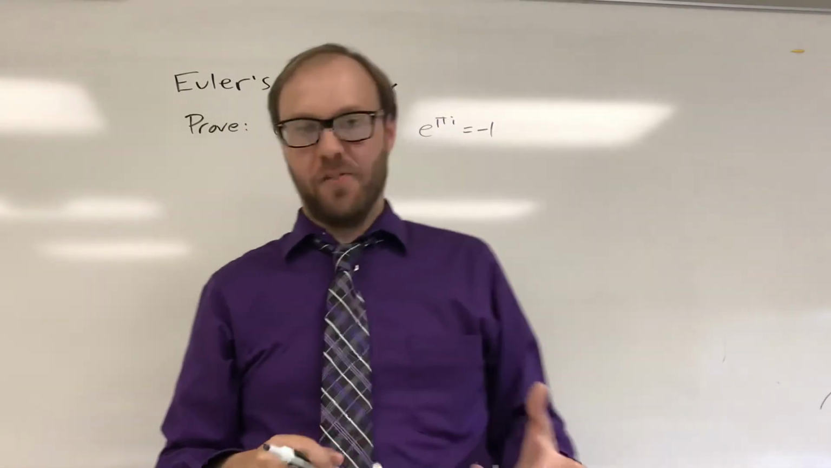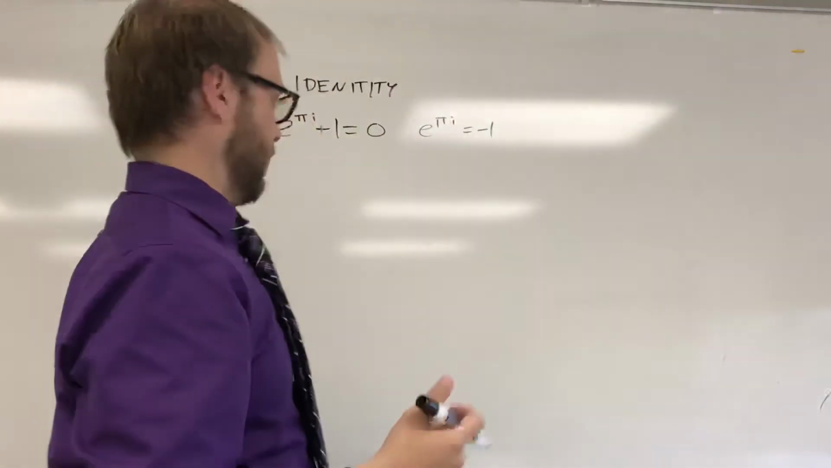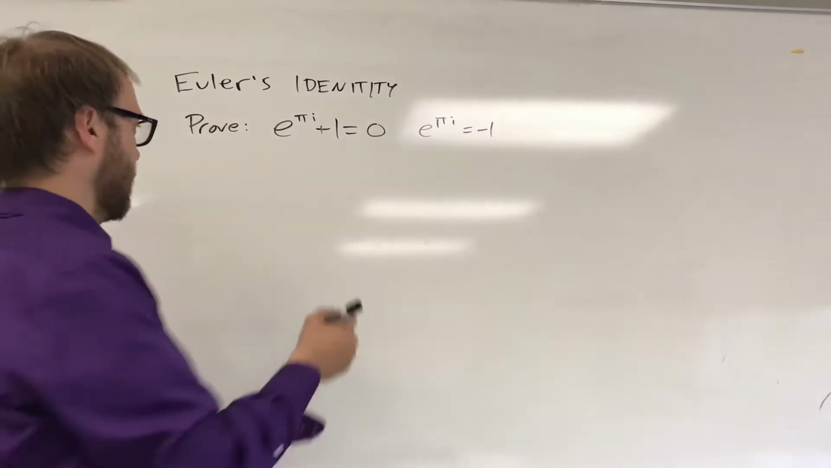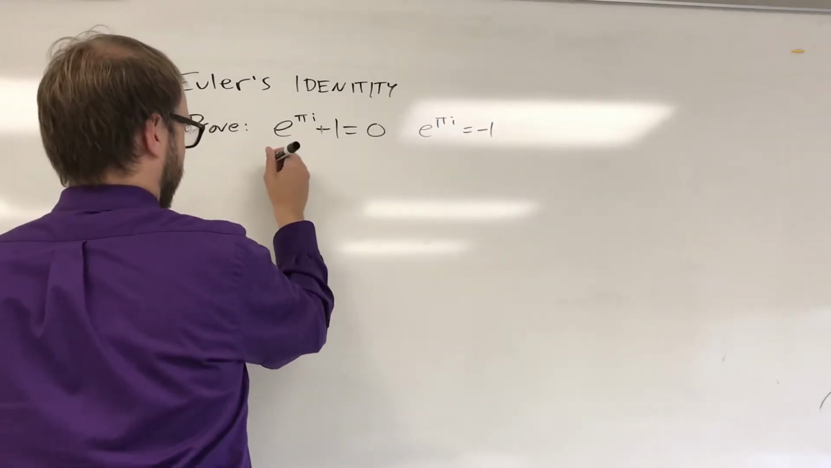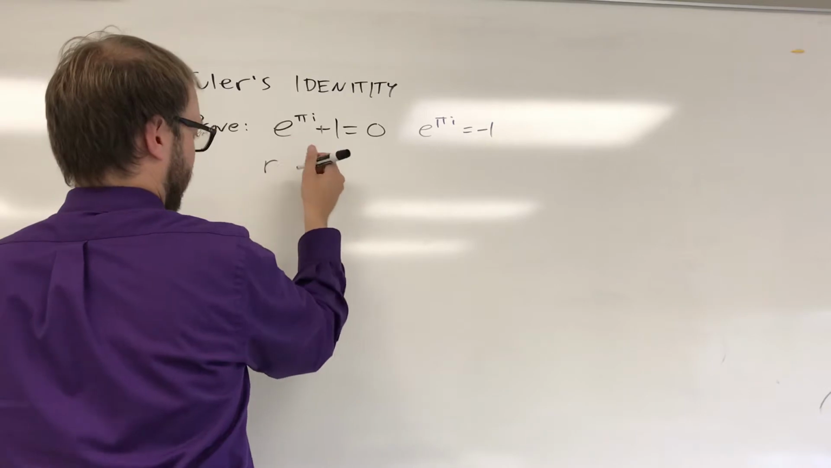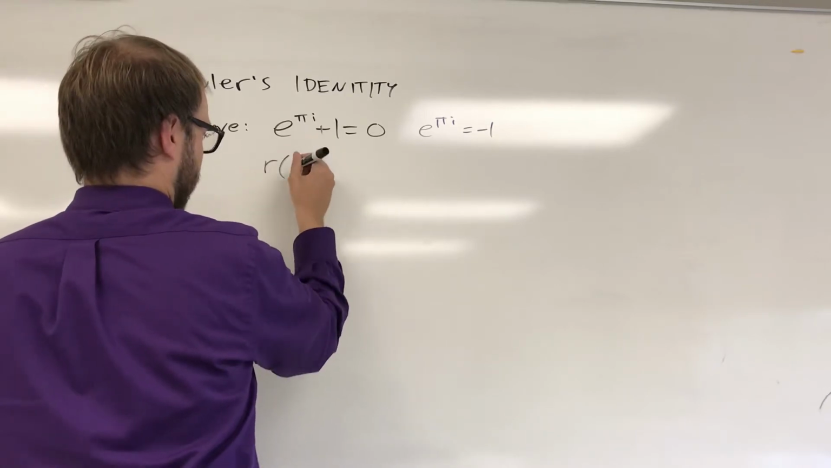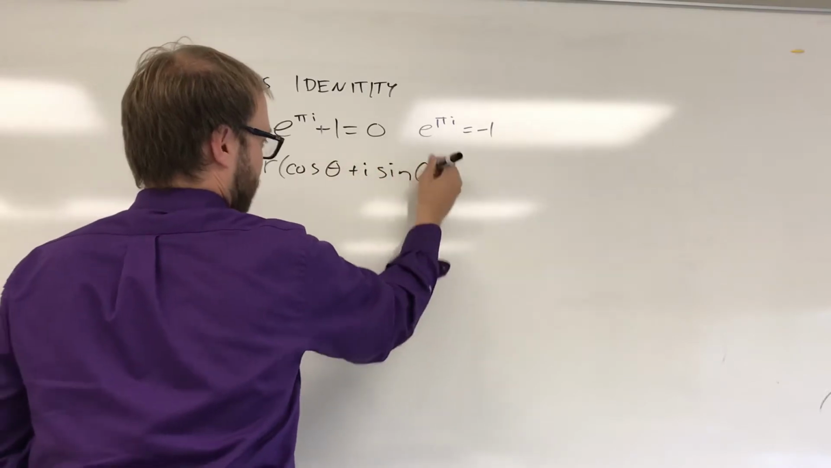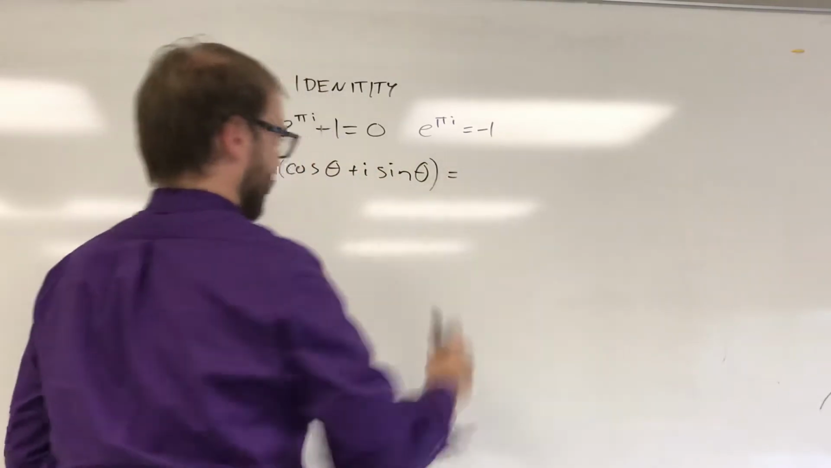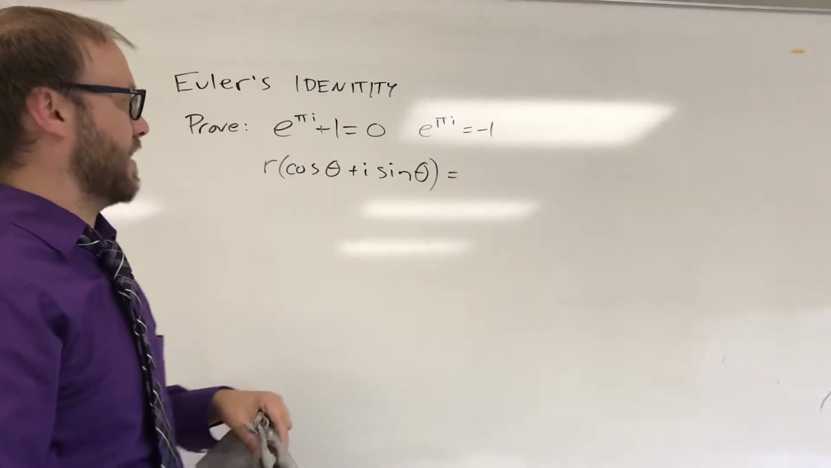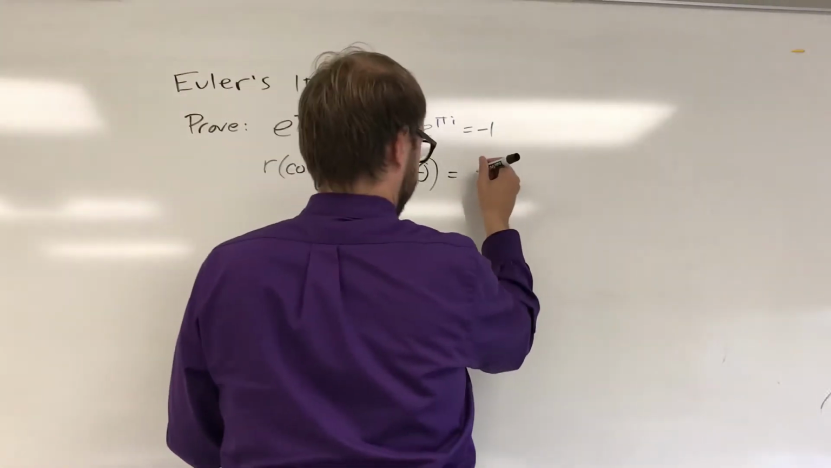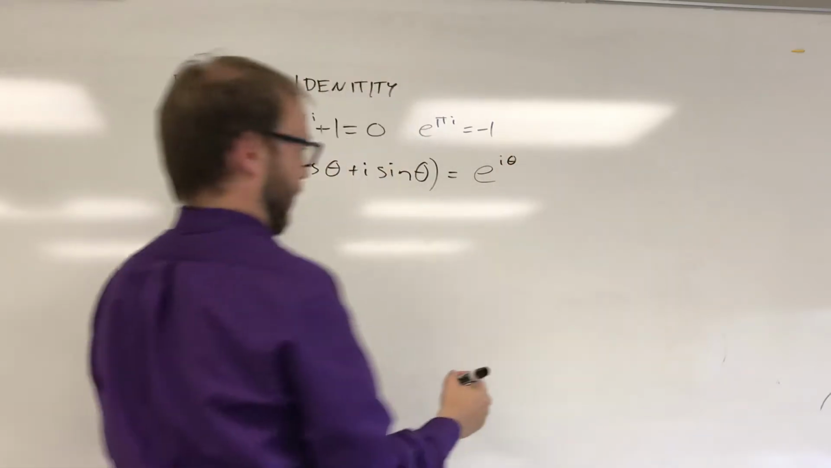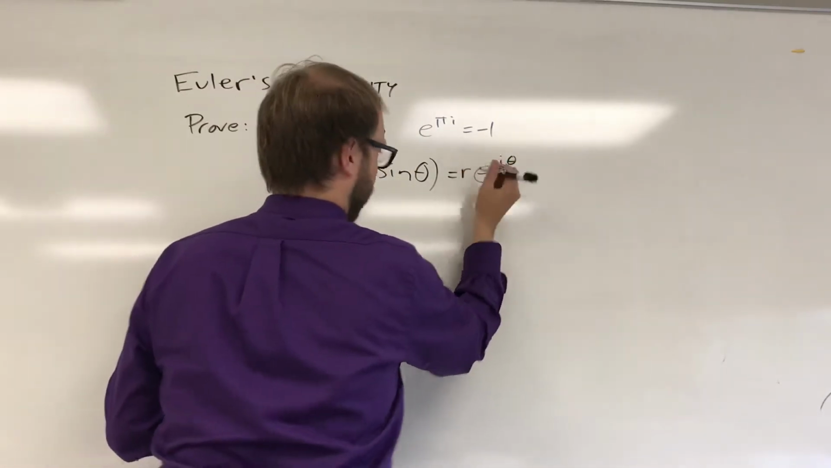So it turns out that complex numbers can actually be written in the form of cosine i sine form: r cosine of theta plus i sine of theta. And it turns out that you can actually write cosine of theta plus i sine of theta as e to the i theta power, and then of course you're multiplying by r.